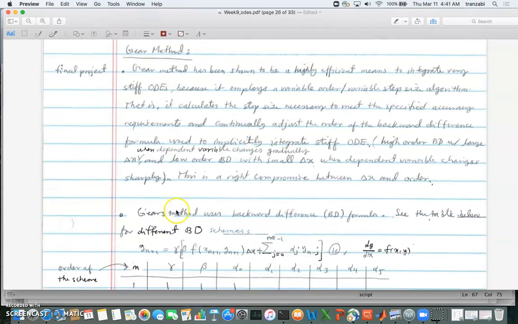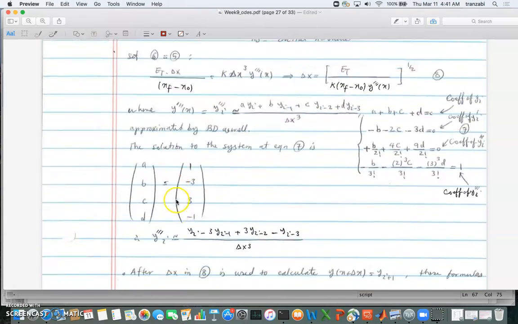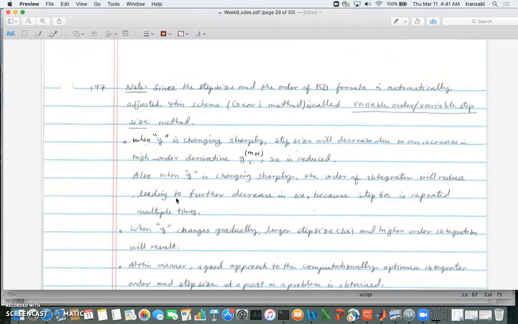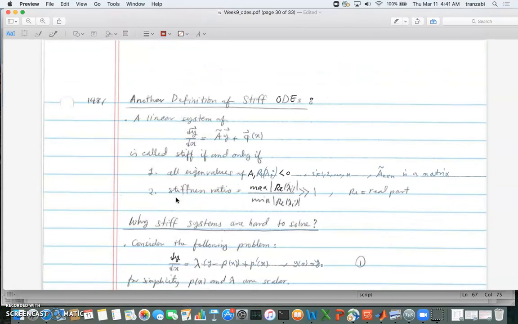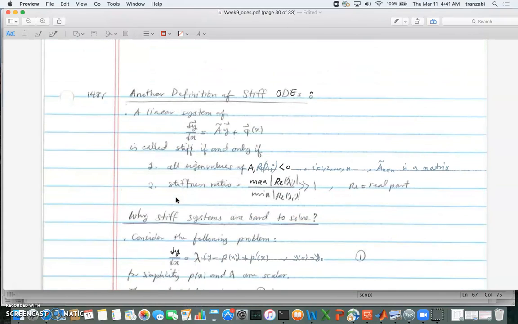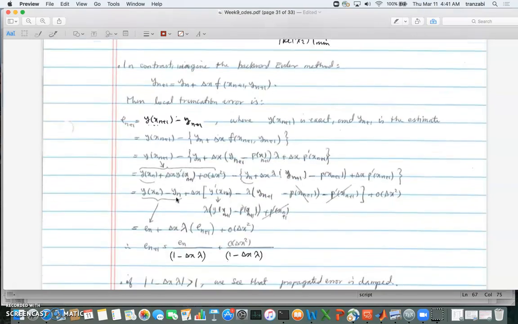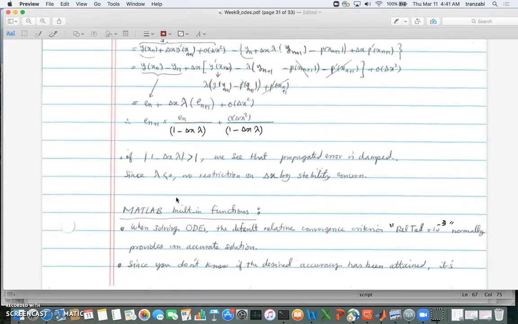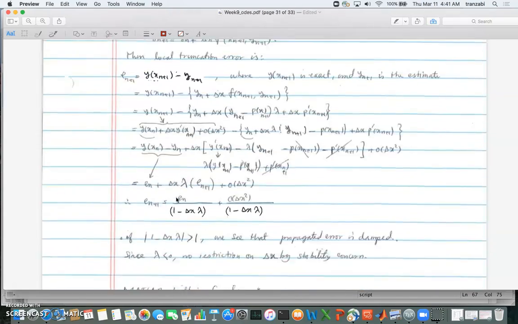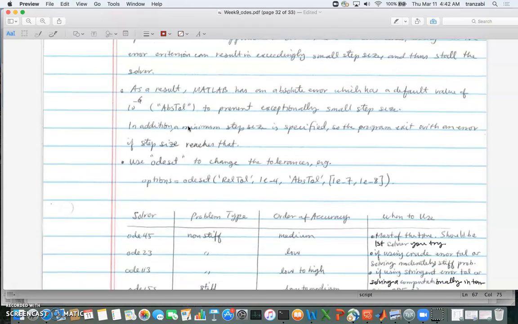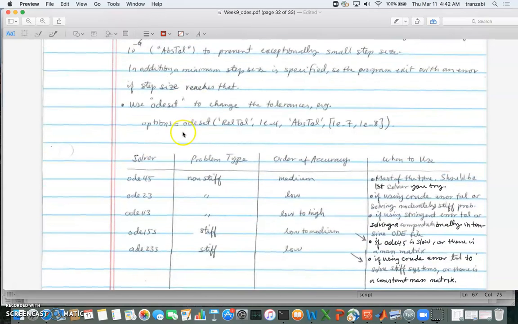Okay, so let me skip through the details of it, the proof of it, and one or two examples on the Gear method. We're going to skip all this and go directly down to MATLAB built-in functions for stiff ODEs. Okay, so that is at the end of page 149. There are multiple functions that we can use in MATLAB to solve ODE problems. So I list them here.